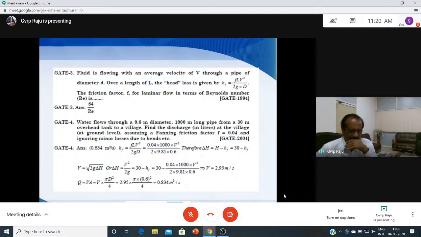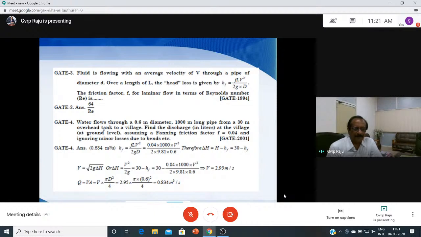Question number 4: water flows through a 0.6 meter diameter, 1000 meter long pipe from a 30 meter overhead tank to a village. Find the discharge in liters at the village at ground level, assuming the friction factor f is equal to 0.04 and ignoring minor losses due to bends etc. So the friction factor is 0.04, the diameter is 0.6 meters, the length of the pipe is 1000 meters, and the overhead tank is 30 meters.